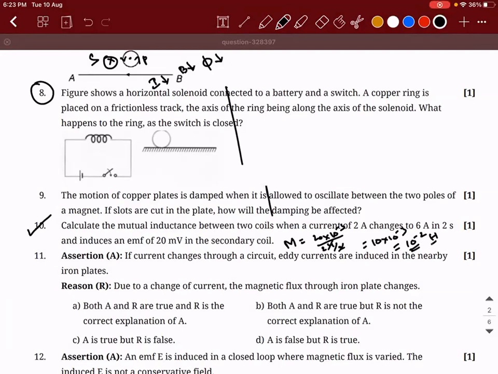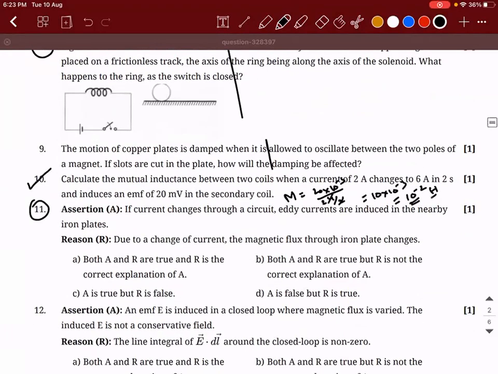Sir, the same formula you used in the previous one, sir. It's the same type of question, no? Okay, sir. There is only formula.